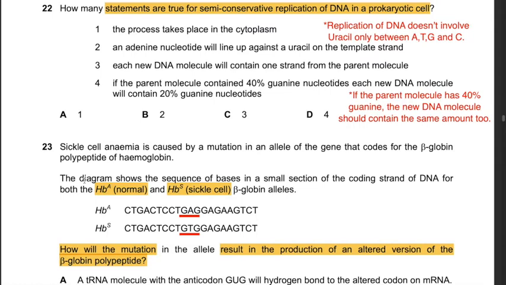Statement 4, if the parent molecule contains 40% guanine, then each new molecule will contain 20% guanine. That is also incorrect, as in DNA replication if the original had 40% guanine, then the new one will also have 40% guanine. Hence the answer is B. Only 2 statements are true.